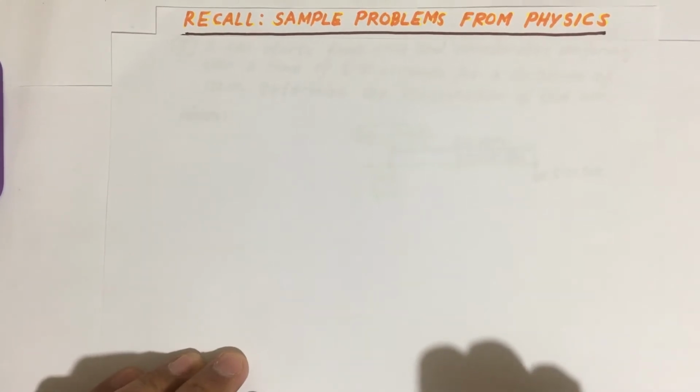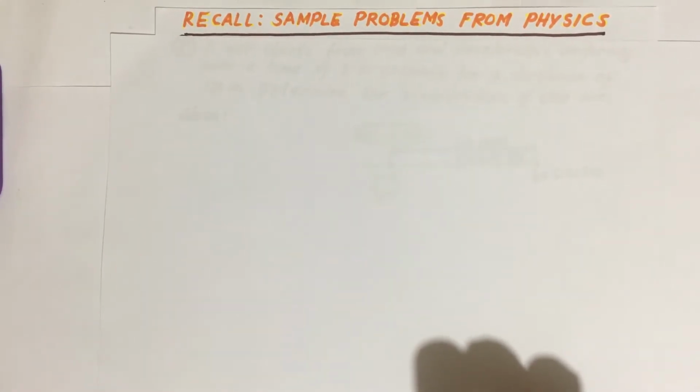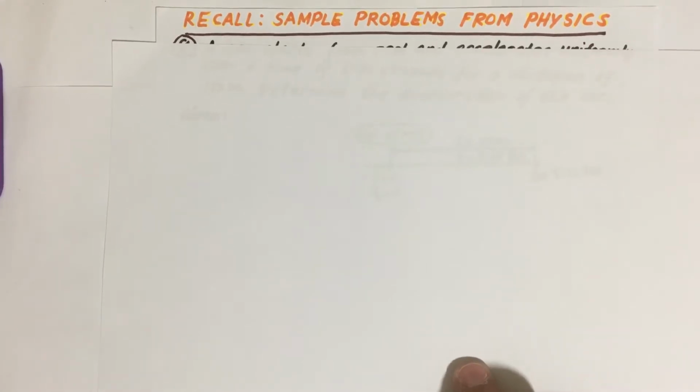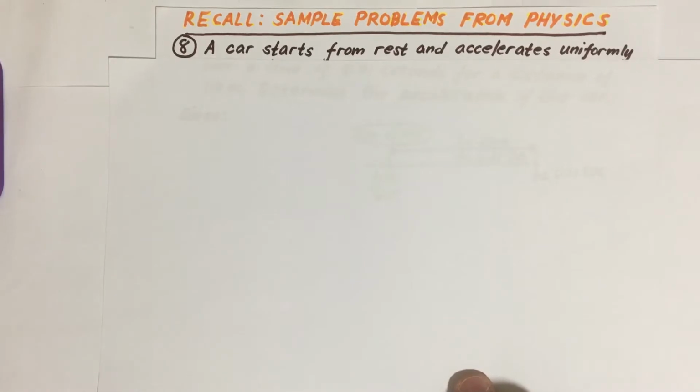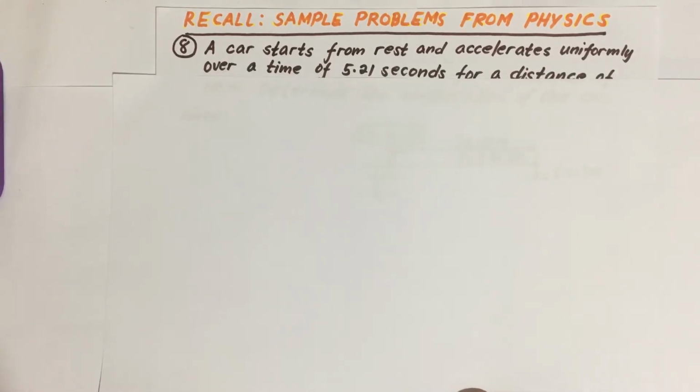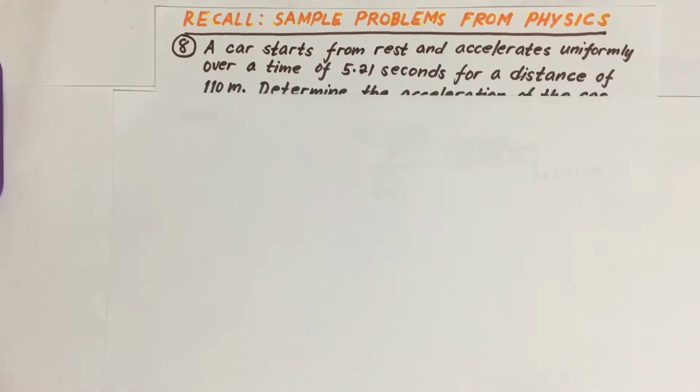So, we are going to discuss the last example for this topic, our introductory part of our discussion on Mechanics 102. Here's the last example, example number 8. A car starts from rest and accelerates uniformly over a time of 5.21 seconds for a distance of 110 meters. Determine the acceleration of the car.